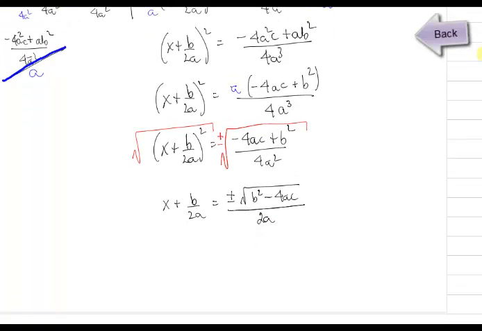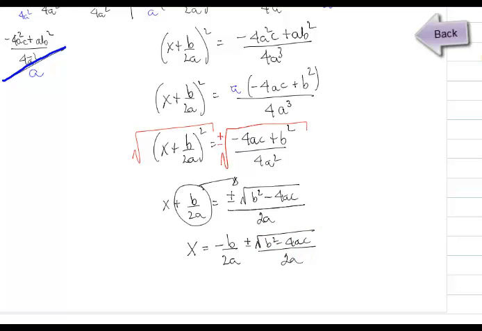Alright, so hopefully this is looking less freaky now. Okay, so now I can isolate for x. I'm going to move this over here, and I'm going to get x equals negative b over 2a, which should sound familiar to you because that should remind you of the vertex formula. Plus or minus the square root of b squared minus 4ac over 2a.